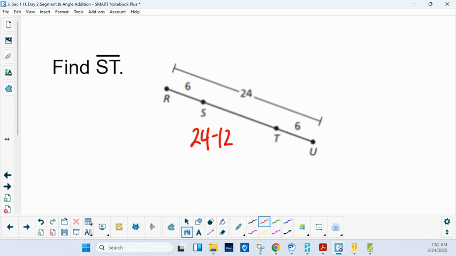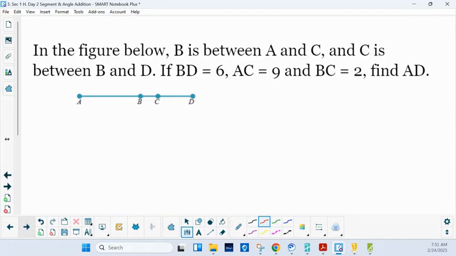How long is ST then? Everybody tell me. 12, whatever the units, inches, centimeters. Good, so we can have more than 2 pieces that we're working with.